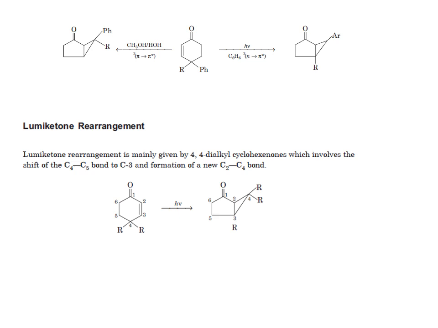Now we are going to consider the lumiketone rearrangement. So what is the lumiketone rearrangement? The lumiketone rearrangement is mainly given by 4,4-dialkyl cyclohexenone, which involves the shift of the C4-C5 bond to C3 and the formation of a new C2-C4 sigma bond. So this mechanism is usually favored, though some workers have proposed a radical path shown in scheme 1. I will show scheme 1 in a later slide.